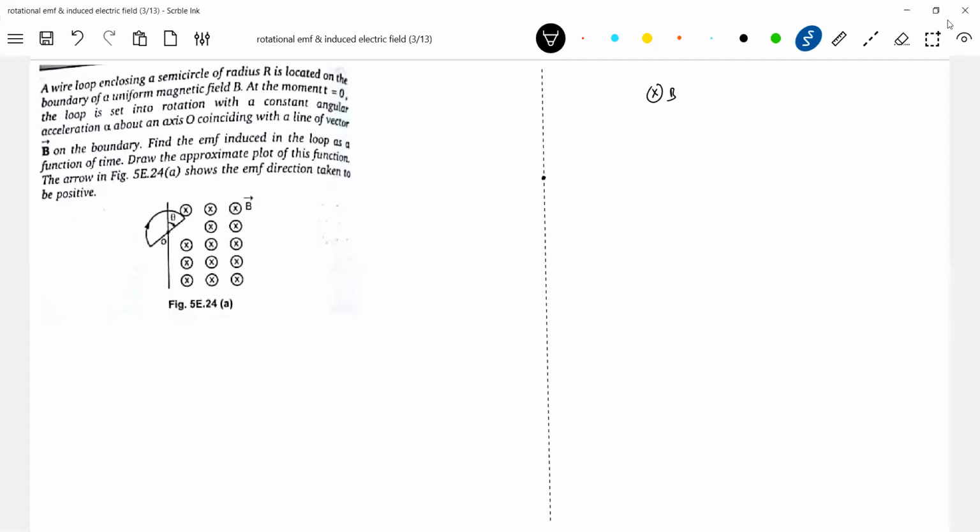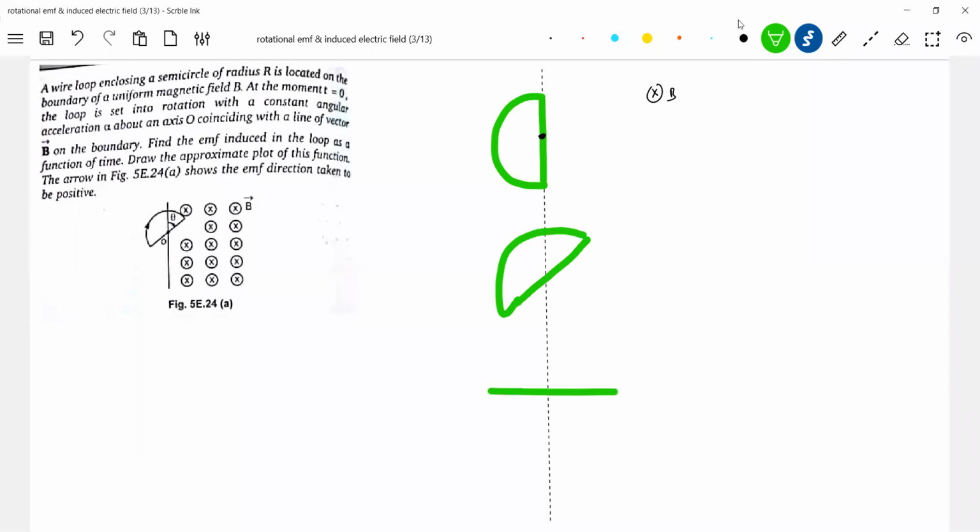So there's a loop. Initially the loop will be like this. I'll draw the sequence of diagrams so that it'll be easy for you to understand the concept. So this is the initial. It is given angular velocity. After some time, the position of the loop will be like this. Then it will be.